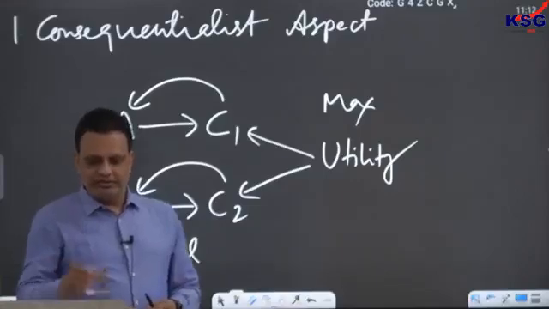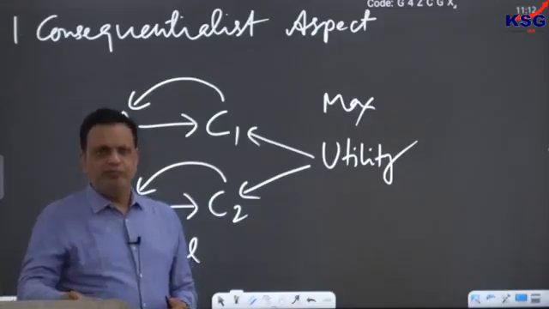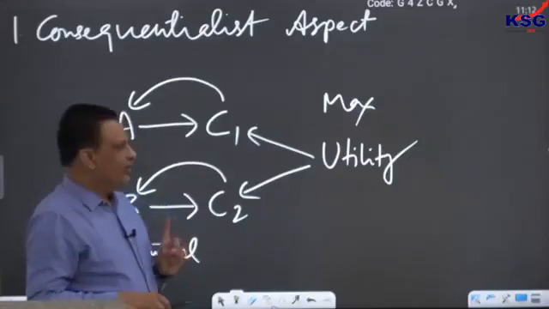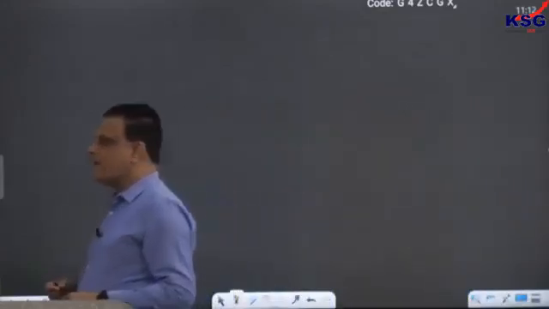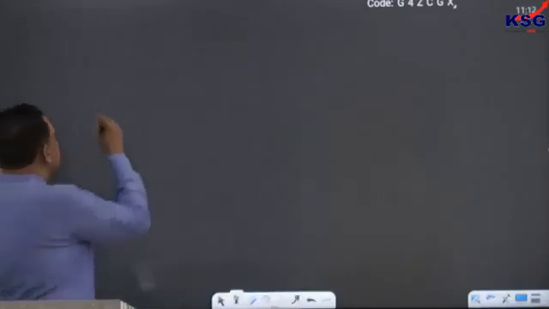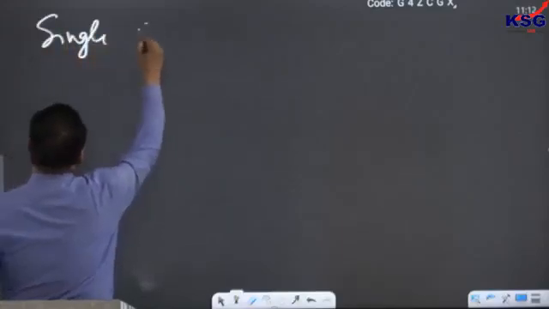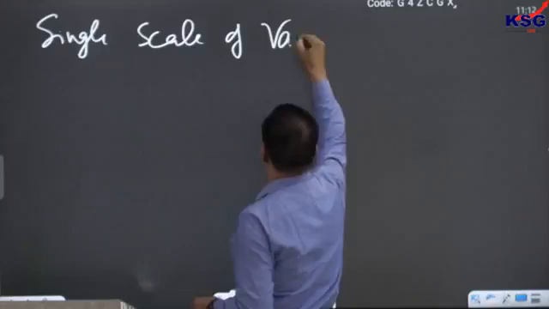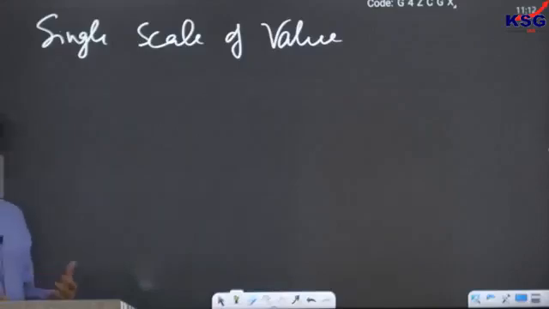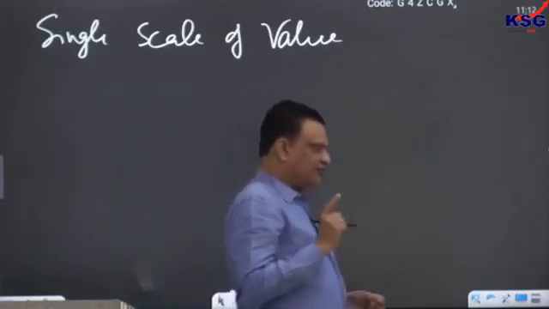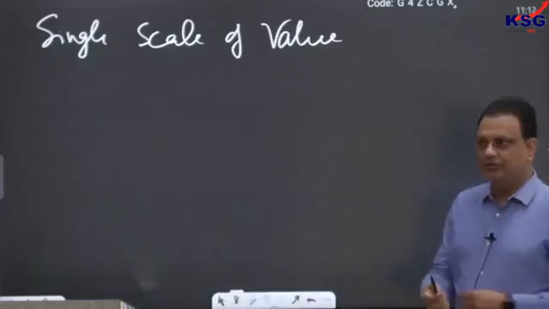In order to compare the different consequences of an act, we should convert them into a single scale of value. We should convert them into a single scale of value.